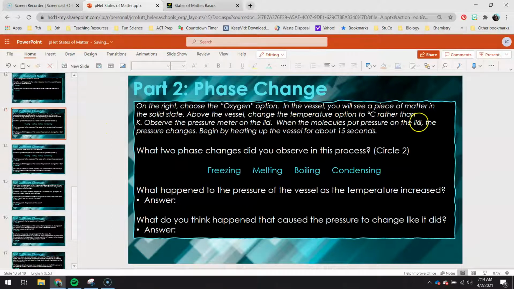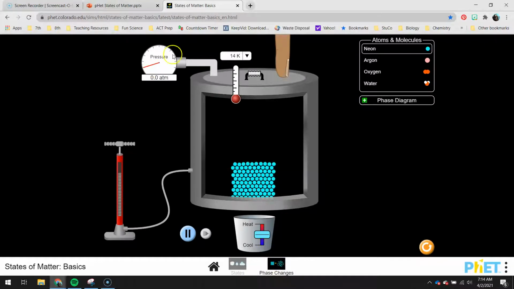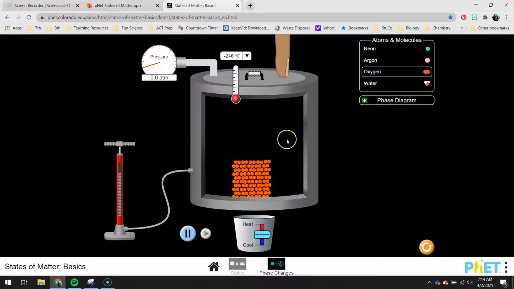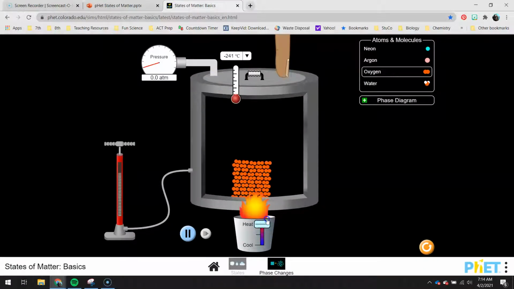When the molecules put pressure on the lid, the pressure changes. Begin by heating up the vessel for about 15 seconds. So we're going to need to switch into phase change here. Okay, and now we can see this little pressure gauge. Again, we are in oxygen, and you can see your solid oxygen. Okay, here's our pressure meter, and we can go ahead and start heating this up and see what happens to our pressure as we heat it up.